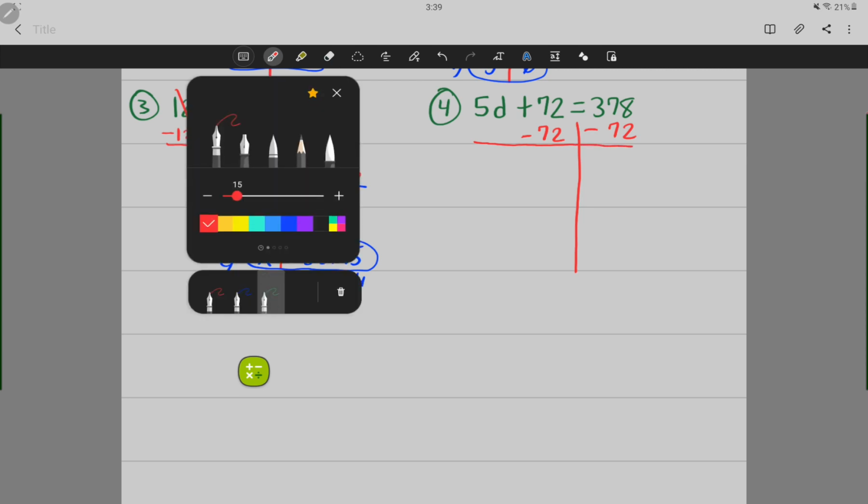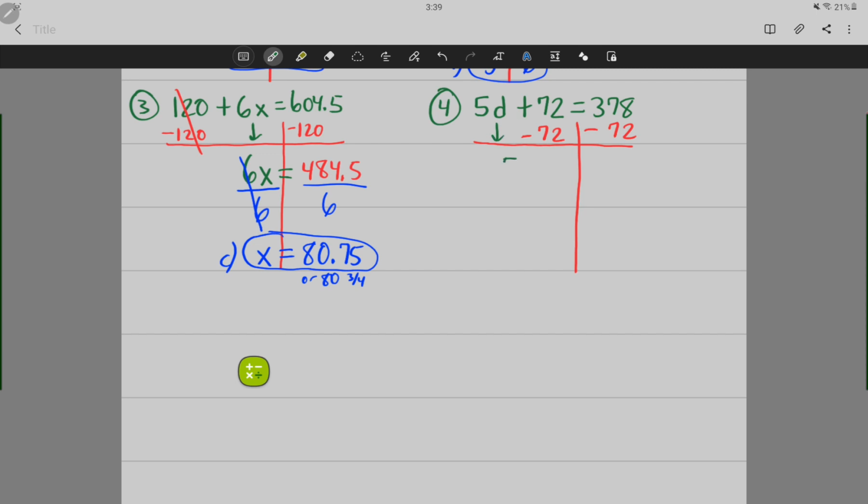Bring down the 5D that we haven't used yet. 72 minus itself is 0, so cancel. Bring down our equal sign. 378 minus 72 is 306.